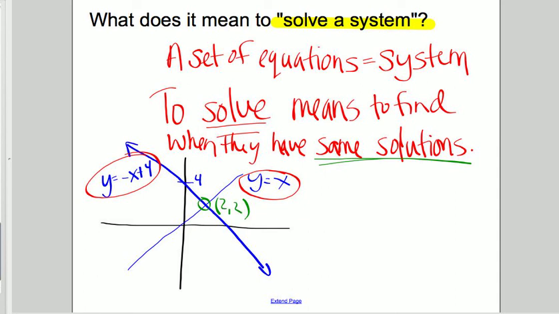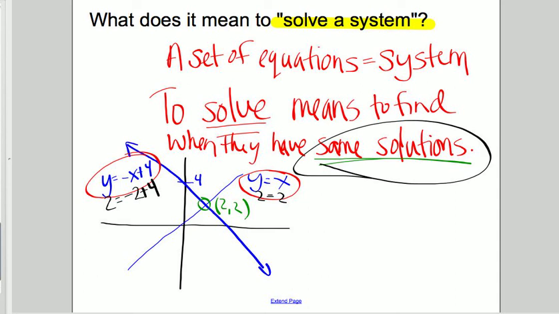Because if I plug in 2 to both equations, if I plug it in here, I would see 2 equals 2. And if I plug it in here, I would see 2 equals the opposite of 2 plus 4. It's a solution to both of the equations. That's what a solution to a system means. So to make sense of what it means to solve a system, we're trying to find when they have the same solutions. Okay, all of the equations were given. We're just going to worry about 2 equations, but let's review the different strategies to do this.